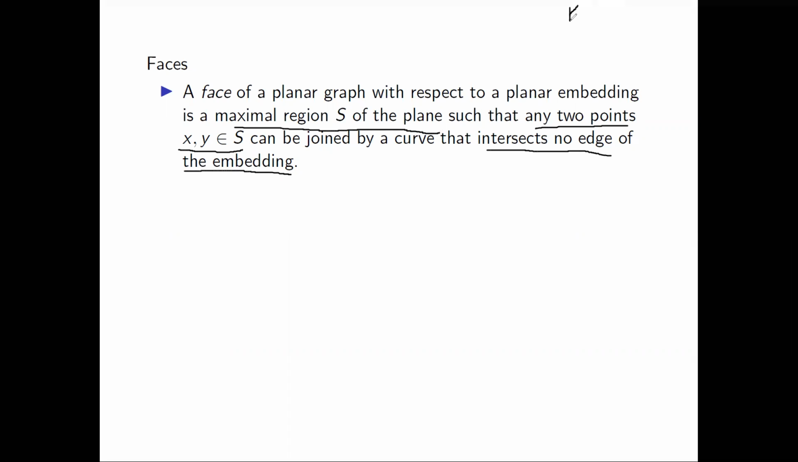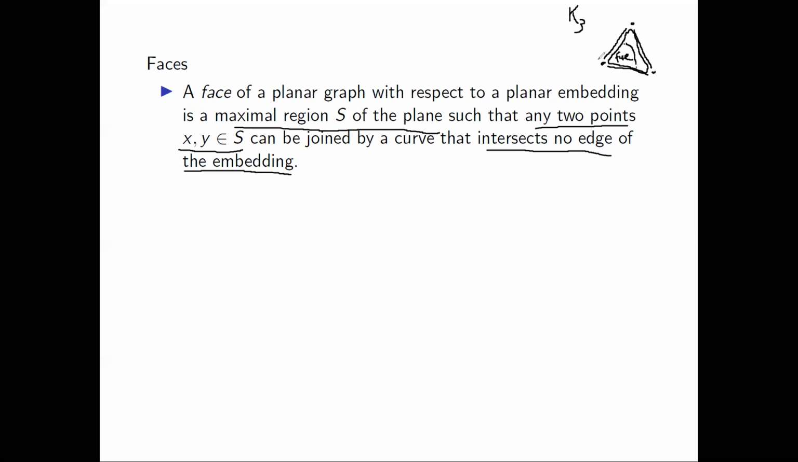Let's start with the K3. And we have our standard drawing of it. One face is on the inside here. I'm going to draw its boundary. It's the interior of this triangle. The inside within the 3 edges. So that's one face. And we can notice if you have any 2 points in here, we can join them by a curve that intersects no edge of the embedding.